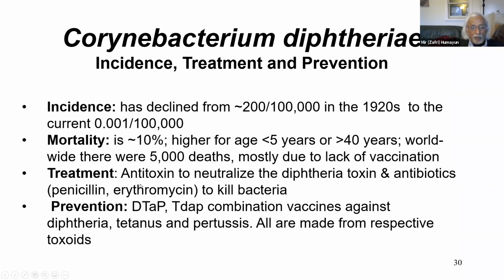Treatment for the disease is mostly by antitoxin to neutralize the diphtheria toxin and antibiotics to kill the bacteria. Prevention is by vaccination, the DTaP and Tdap combination vaccines, which are given together for diphtheria, tetanus, and pertussis. All of these vaccines are made with toxoid, which is denatured toxin.